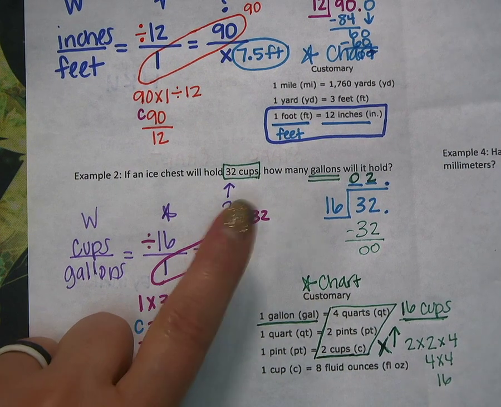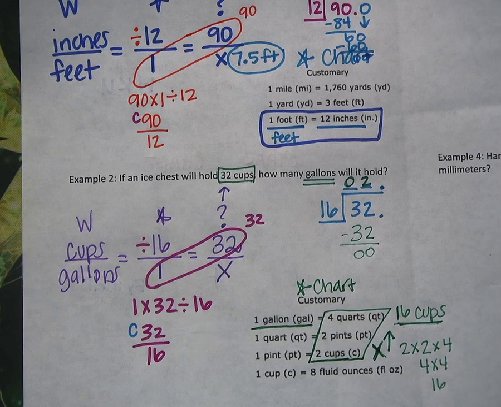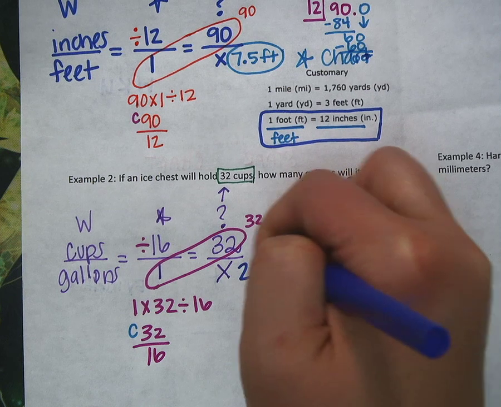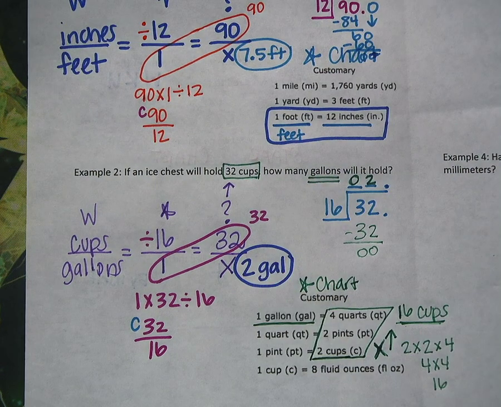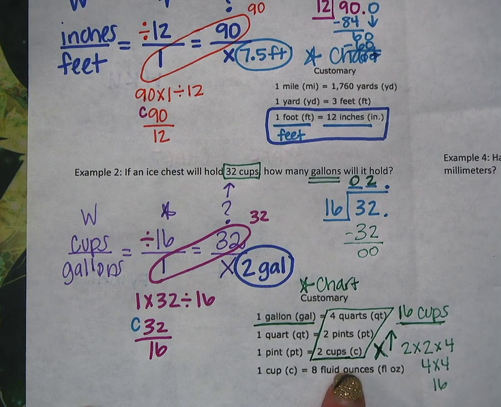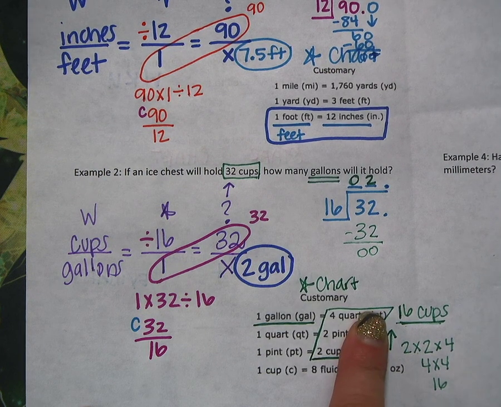So 32 cups equals 2 gallons. And that's how we solved that one. So these were side by side. On this one, we had to work our way up. Okay, let's try another.